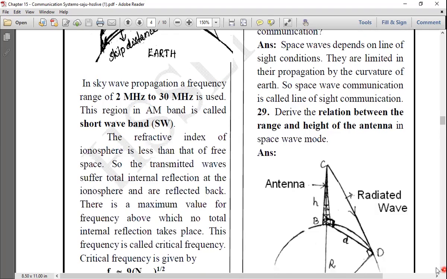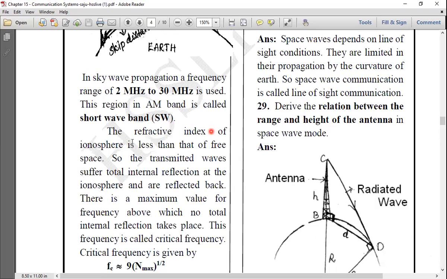Why is it getting reflected? That is the reason: the refractive index of the ionosphere is less than that of free space. So the transmitted waves suffer total internal reflection, which you already know from ray optics, at the ionosphere and are reflected back. There is a maximum value for frequency above which no total internal reflection takes place. This frequency is called critical frequency. Critical frequency means what? Maximum frequency above which no total internal reflection takes place.